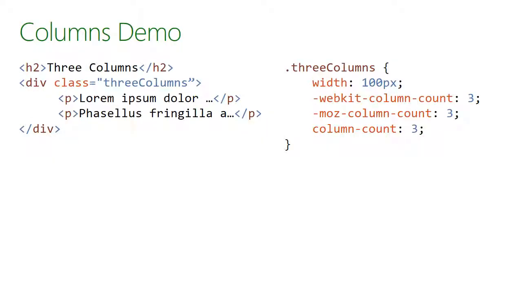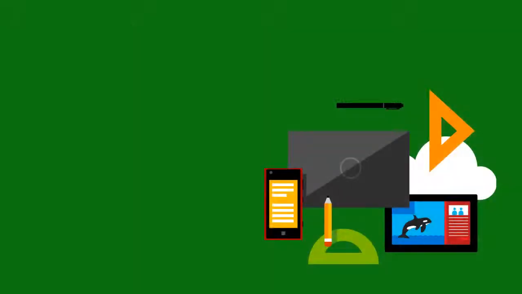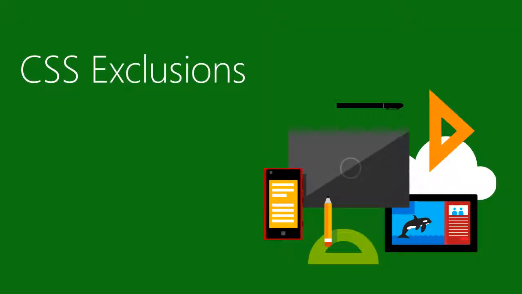If you want to have a look at a columns demo, there's an example in the book, but again I would recommend looking at W3Schools, as it probably does the best job of showing how columns work, with the most up-to-date data on how it should work. Next up, we're going to be looking at CSS exclusions.